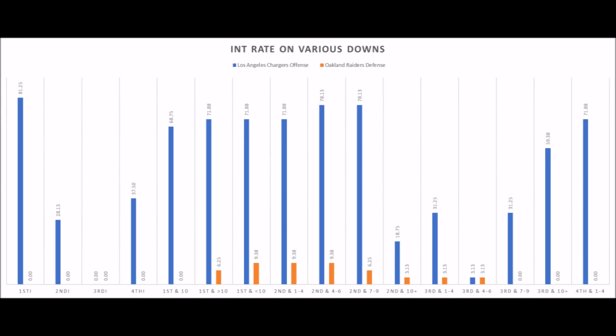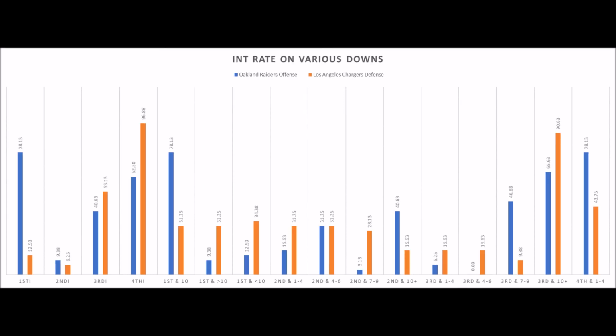Luckily, though, the Chargers, in terms of third down, are the worst team in the NFL at giving up interceptions. So again, we have one defense that's the worst in the NFL when it comes to creating interceptions on third down, versus another team in the Chargers that are the worst in terms of giving up turnovers on third down. Let's see what happens. Do the Raiders get lucky this week?